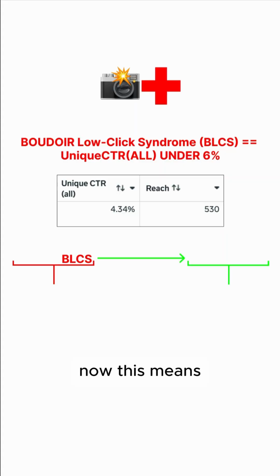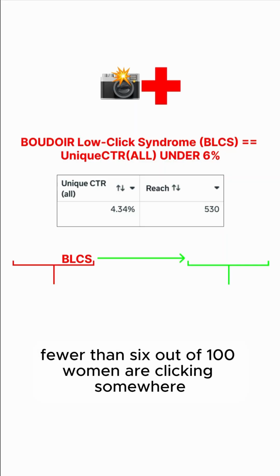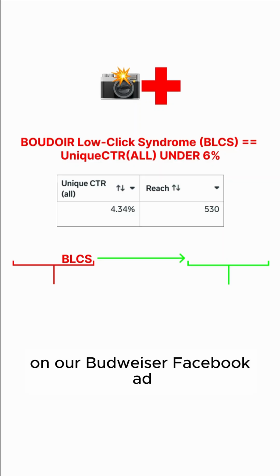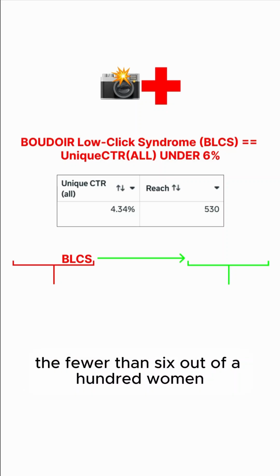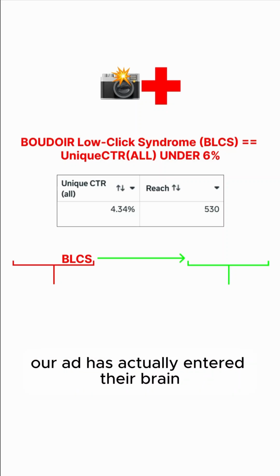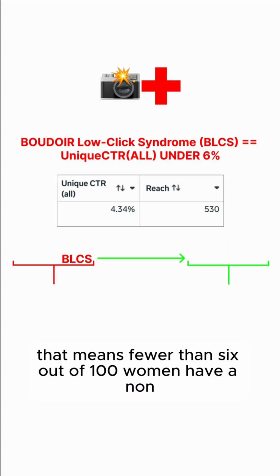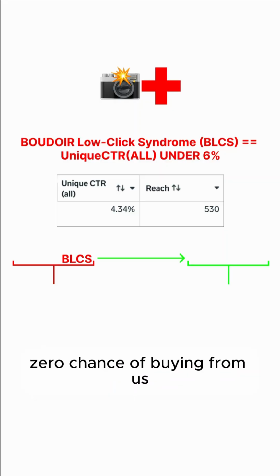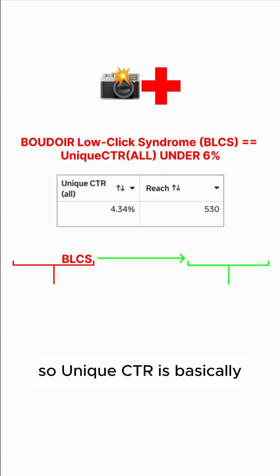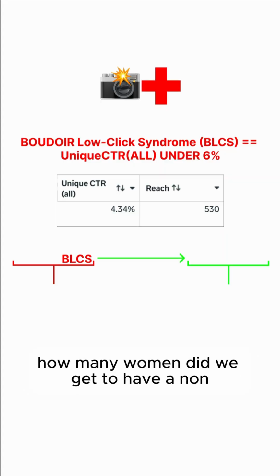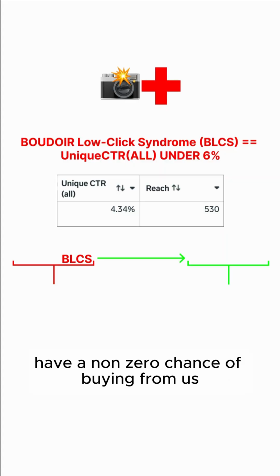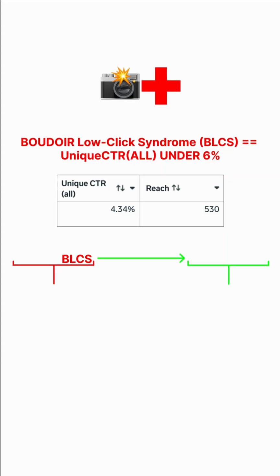Now, this means fewer than 6 out of 100 women are clicking somewhere on our Boudoir Facebook ad, which means when they do that, our ad has actually entered their brain. And the final thing we're actually looking for is that fewer than 6 out of 100 women have a non-zero chance of buying from us. So unique CTR all is basically how many women out of 100 have a non-zero chance of buying from us. That's literally what it is.